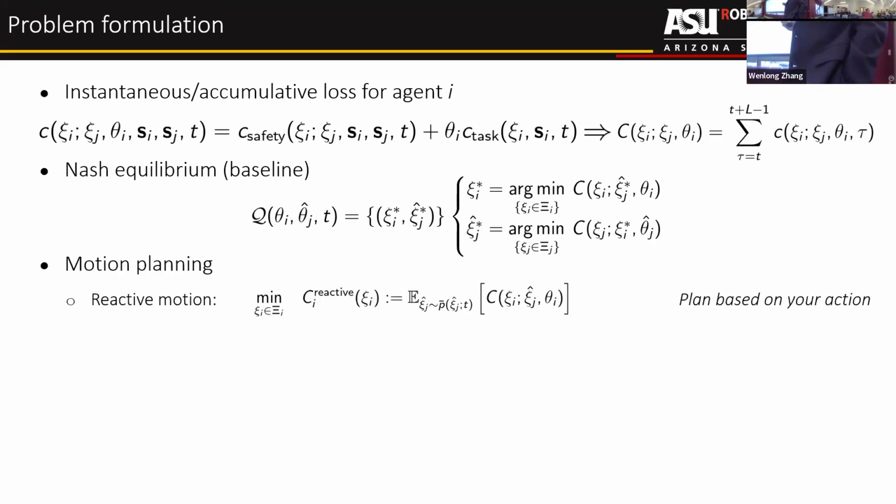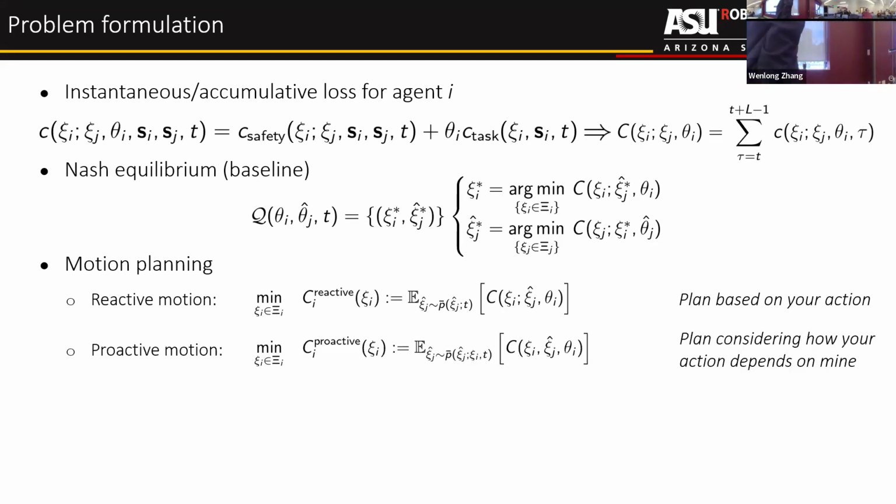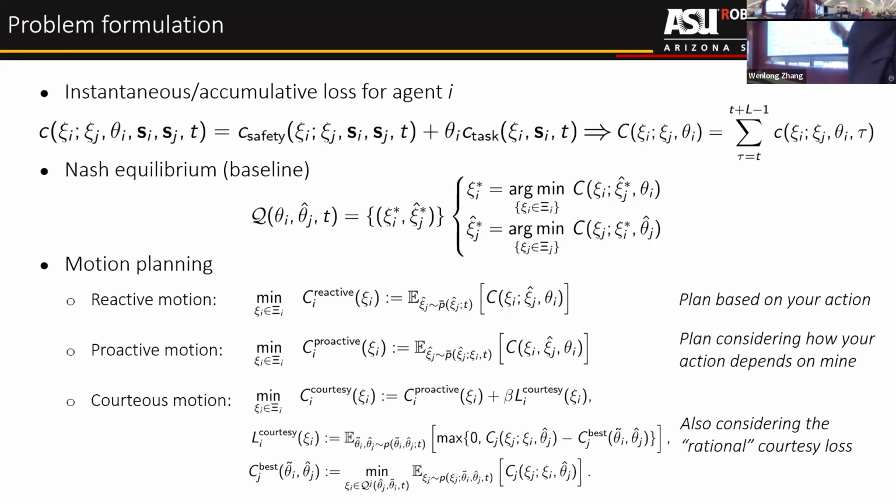For motion planning, right? We look into multiple different motion planners, depending on what our assumption on the other agent is. We have the reactive motion planner, proactive motion planner, and courteous motion planner. There are a lot of details here, but the main difference is here. When we estimate the cost, what is our assumption of u, right? In the reactive motion planner, I assume that your action is based off some offline calculated probability distribution. We have past interactions. We know how you typically do it, and we just sample from that distribution, right? So that's why we say plan based on your action.